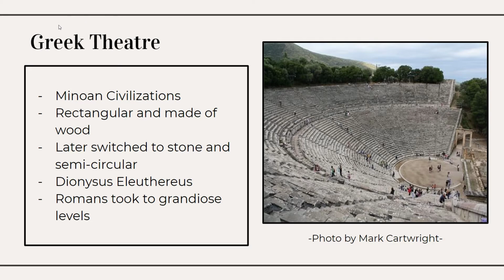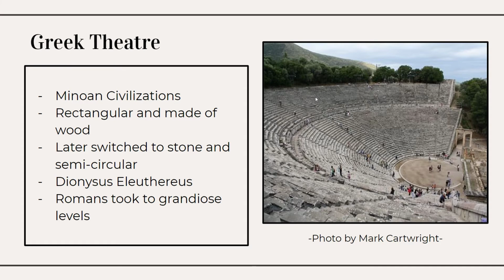Next we have Greek theater. They were not just known for their pillars and columns and colonnades. We also have the theater. And Minoan civilizations were the first to bring this up. However, the Greeks soon adopted it. At first it was rectangular, made of wood, which is kind of weird to think of. However, later, obviously with the switch into stone, they also switched to theaters, and they became semicircular to allow for more people and better viewing.